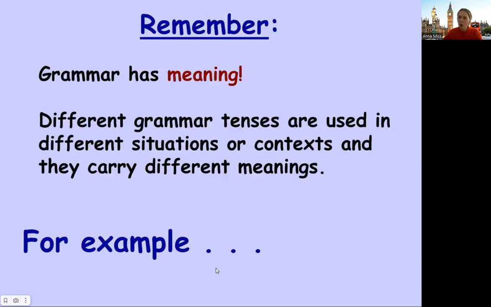Remember, grammar always has meaning. Different grammar tenses are used in different situations or contexts, and they carry different meanings. For example, when I say that I clean my house, it means that I usually do these actions. But if I say, I'm sorry, I can't talk with you now, I'm cleaning the house right now, it means that I'm really busy and I'm exactly here doing something.